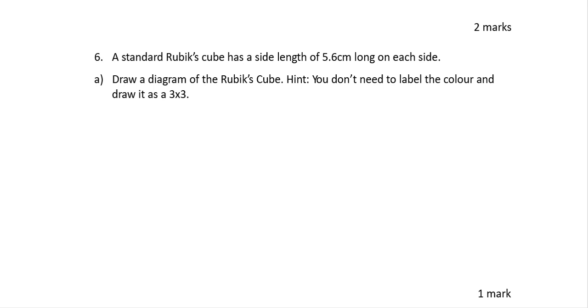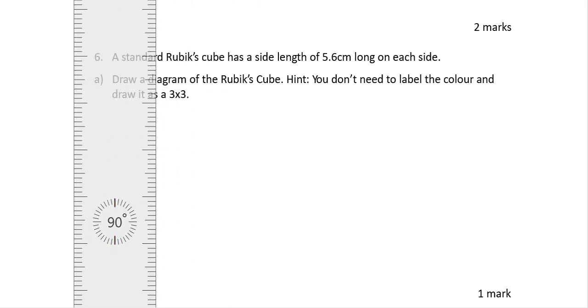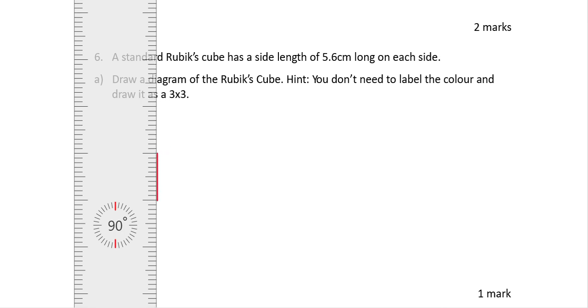A standard Rubik's Cube has a side length of 5.6 centimeters on each side. Draw a diagram of the Rubik's Cube. You don't need to label the color and draw it as a 3 by 3. So it's pretty obvious. All you need to do is just draw a cube. If you just draw a cube, you're fine.